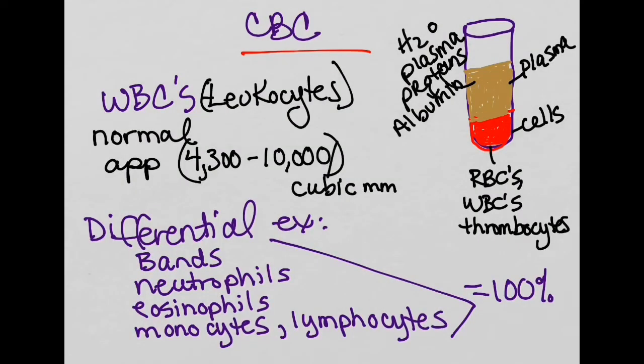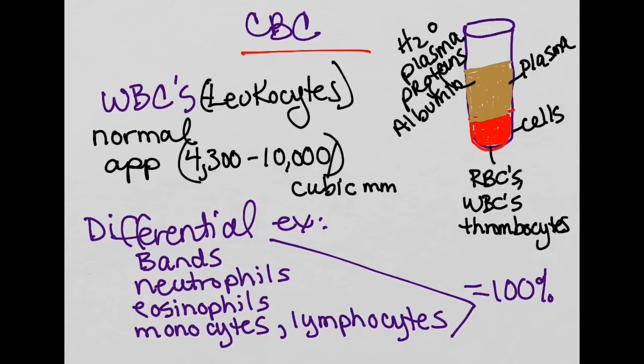What is the CBC, especially the CBC with differential? It's a complete blood count with differential. The differential is breaking down the white blood cells. I drew a picture here on the right. When you draw blood, many times you have to spin it down in the machine. It takes about 5 to 10 minutes to spin it.